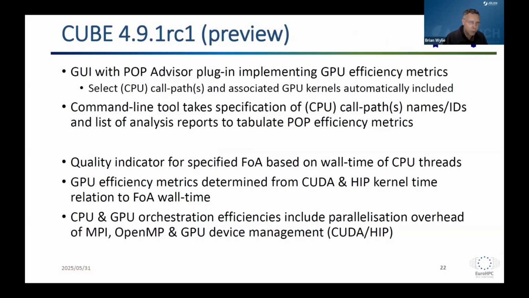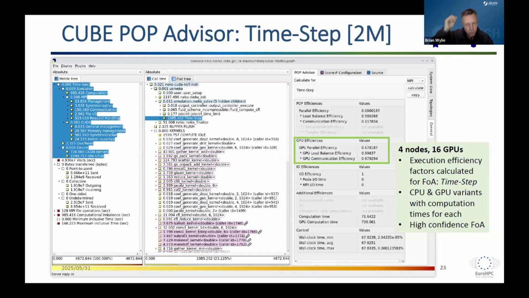But using a newer version of the cube display, we were able to calculate the efficiency metrics and get a concise summary of the execution, not for the entire execution, but for the time step loop and its associated kernels here. So here, running on 4 nodes, 16 GPUs, the efficiency is relatively good. The load balance is almost perfect, and the communication efficiency is 0.7.